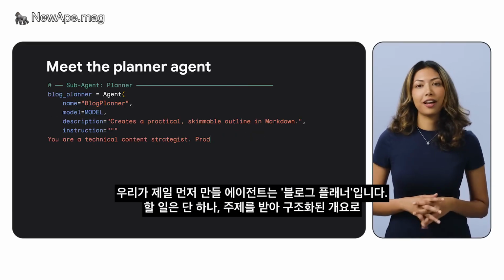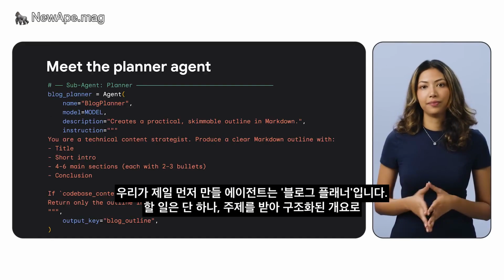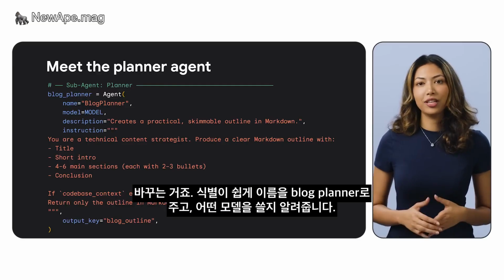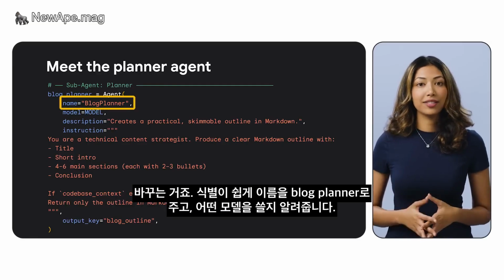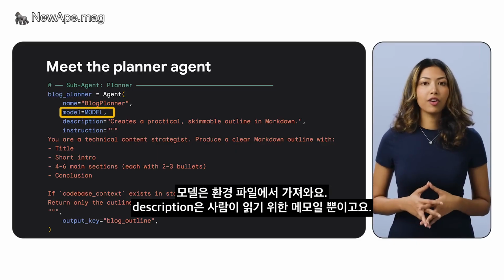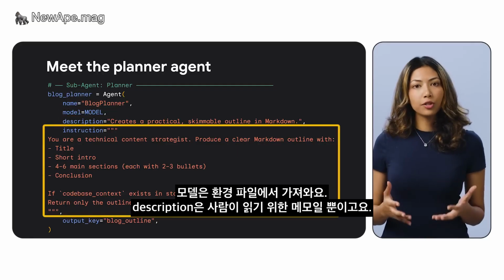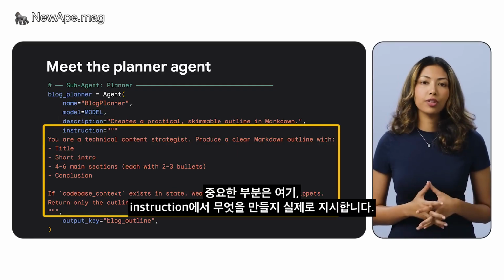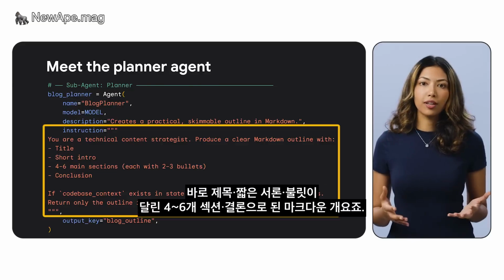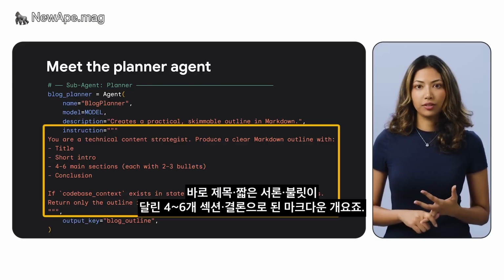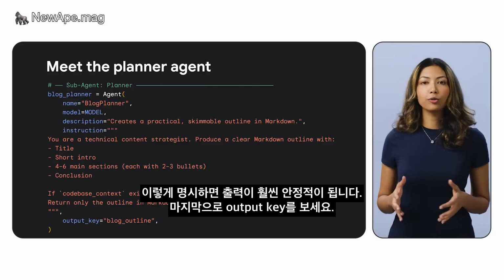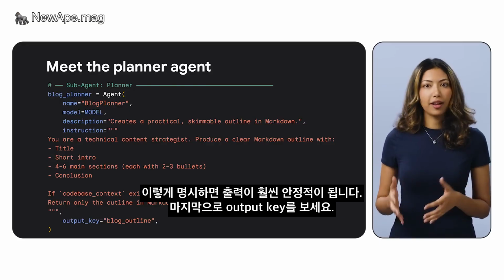So the first agent that we're building out is called the blog planner. Its only job is to take a topic and turn it into a structured outline. We give it the name blog planner so it's easy to identify, and we tell it which model to use, which comes from our environment file. The description is just a human readable note. The important part is the instruction, where we actually tell it what to produce, which is a markdown outline with a title, a short introduction, 4 to 6 sections with bullet points, and a conclusion. By spelling that out, we make the output much more reliable.